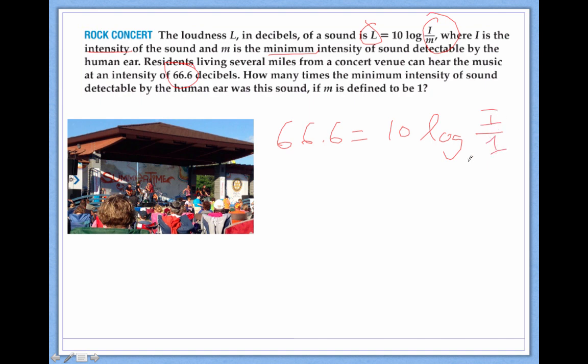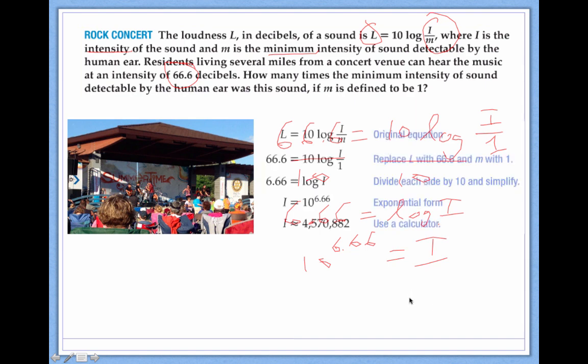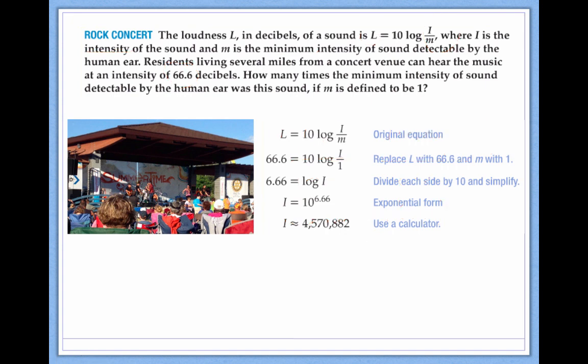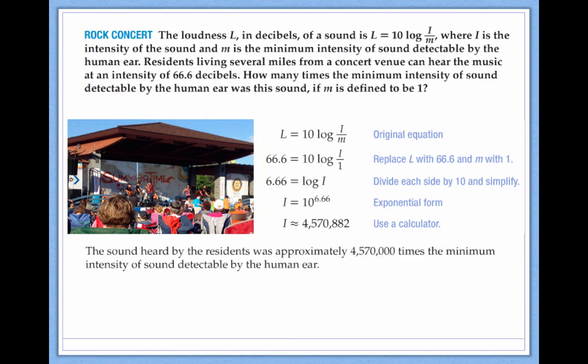Now we can solve this pretty quickly. 6.66 equals log of I. How do you do this? You change it into exponential form, 10 to the 6.66. That's what you type into your calculator. 10 to the 6.66 apparently is 4,570,882, which is quite intense, I suppose.